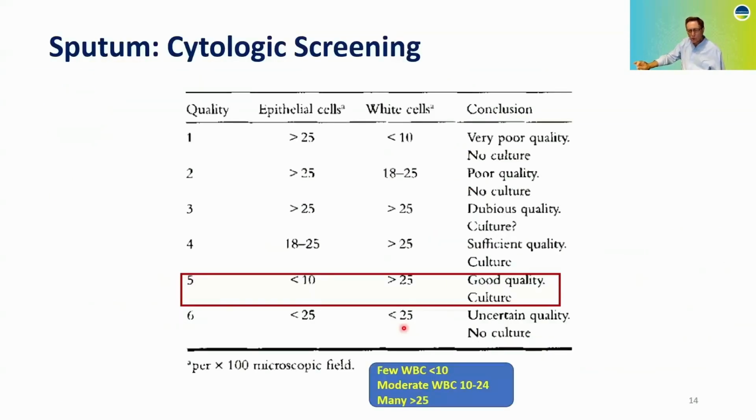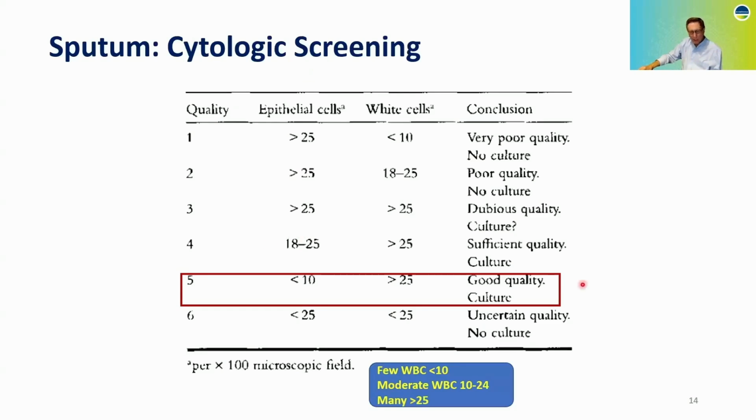Now, everything starts off with a good quality specimen. This is a wonderful review by John Washington that goes back into the 1970s, and this looks at cytological screening of sputums. If it's a lower respiratory specimen from a bronchoscopy or a patient who's intubated, it's a little different. But these are ones where you get sputums.